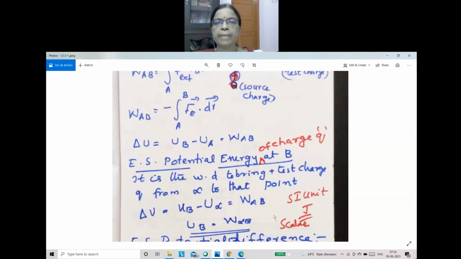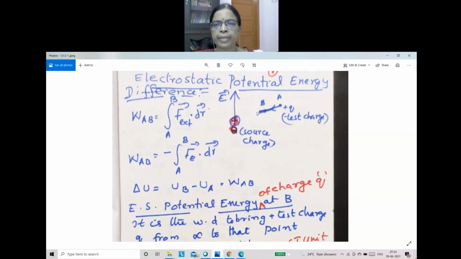The work done to bring a charge from infinity to that point B will be stored as electrostatic potential energy. All these are similar to gravitational potential energy and gravitational potential, which we studied last year. In that case, it is the amount of work done to bring a body of mass m from one point to the other. That is the gravitational potential energy difference. But here it is charge. We are bringing the test charge from one point to the other. That is the difference.